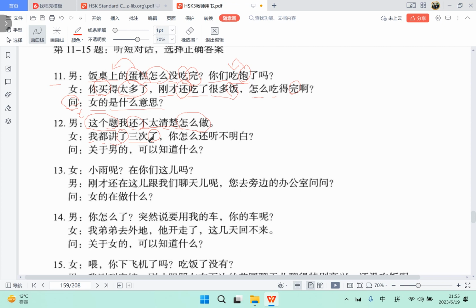That means some action happened from the past till now, it is still going and not finished, and it is going to continue. Because she's already explained 3 times but the man is not clear, she's going to explain more times. So in this situation we use le, because the action started in the past, continues now, and is going to continue into the future. So in this situation we use le, 2 le in the same sentence.